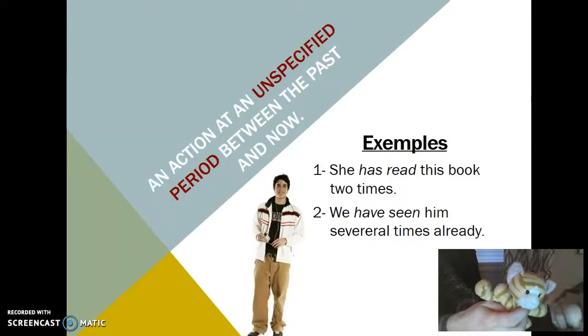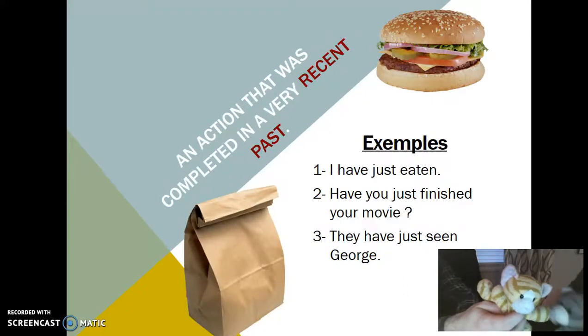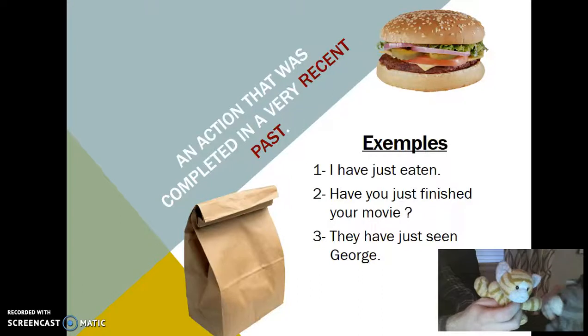So, for example, she has read this book 2 times. That is an action at an unspecified period between the past and now. An action performed during a period that has not yet finished is I have studied a lot this week. For an action that was completed in a very recent past, I have just eaten.